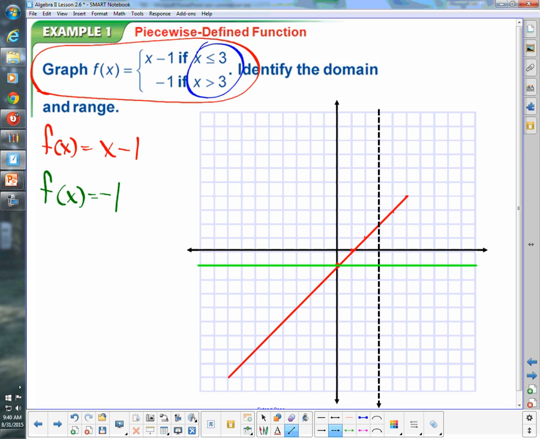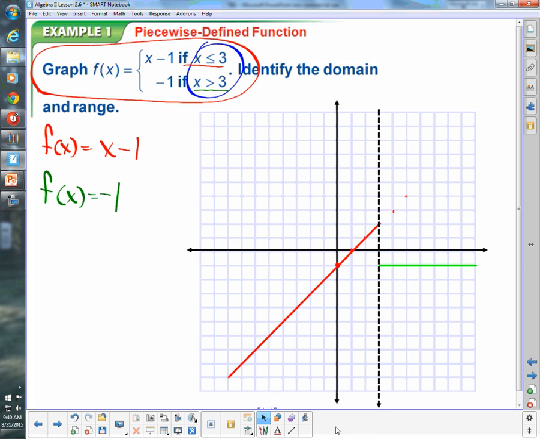Okay? Now, notice your red function right here. This one says it's only good if x is less than or equal to 3. So, when I'm looking at this red function, it's only good up until I get to that break point right there. When I look at my green function, it's good beyond 3. So, when I go to my green function, this one takes over.